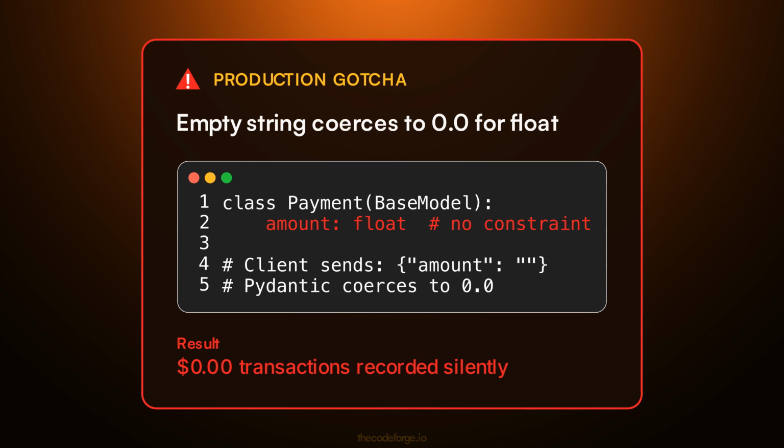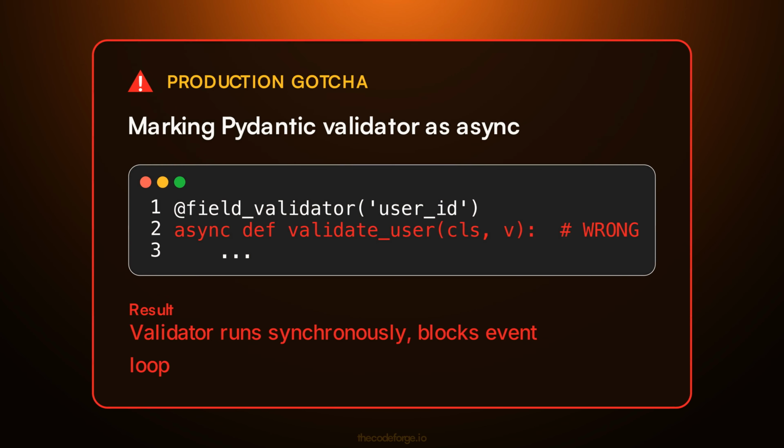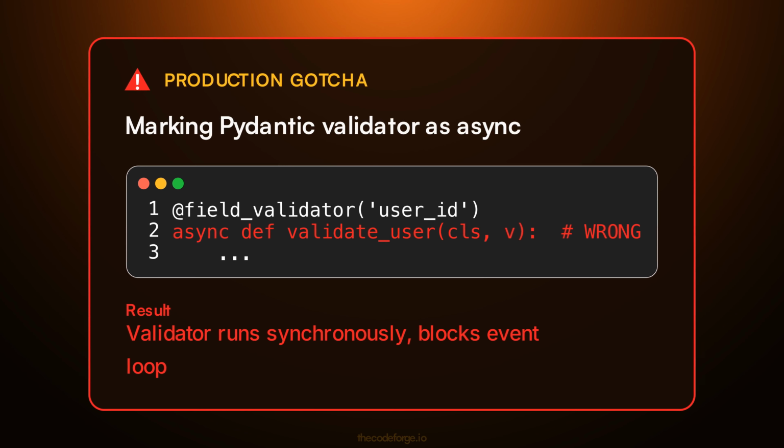If you don't add constraints like gt=0, an empty string coerces to 0 for float fields. This caused a fintech to record $0 transactions for months. Pydantic validators cannot be async. If you mark one as async, it still runs synchronously and blocks the event loop.